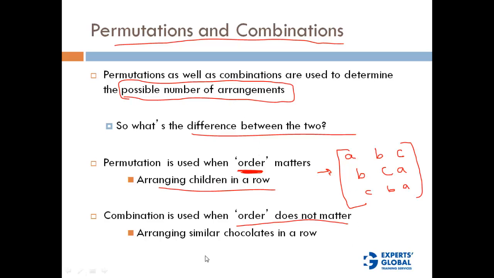So in this kind of situation, in order to find the total number of arrangements, we'll use permutations. Whereas if we are, let's say, arranging chocolates in a row, and all the chocolates are similar, then this arrangement and this arrangement are the same. Even if this chocolate could have come here and this chocolate would have gone there, it's still the same arrangement, because we are not bothered about which chocolate is where. The order is not important. So in this kind of situation we'll use combinations.